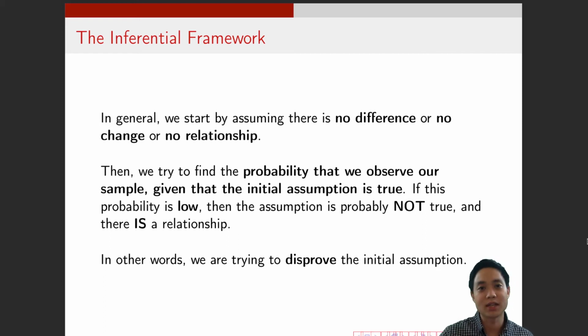Essentially, what we're trying to do is set up a hypothesis, and then it's our job to disprove that hypothesis. Right? So to disprove that, we try to find the probability that we observe our sample given that this initial assumption is true. If this probability is low, then the assumption is probably not true, and there is a relationship. Right? So we set this up so we say, first, assume there's no relationship, look at our data. If our data doesn't support that assumption, then we're going to have to reject that assumption.